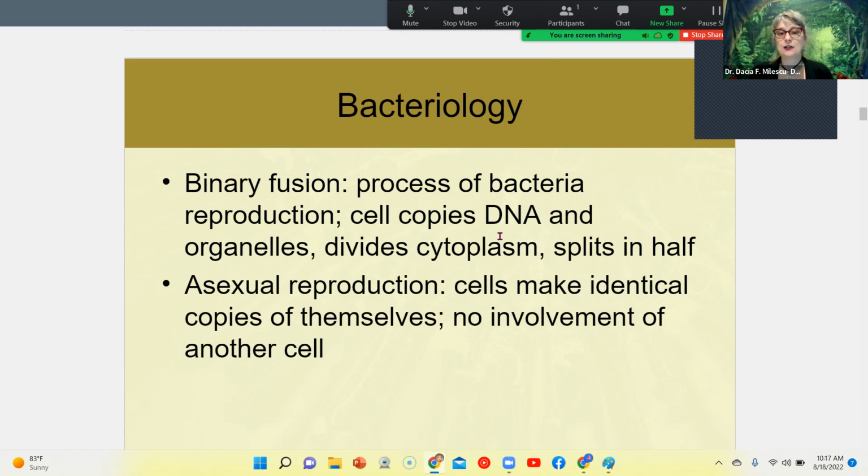Now, it's asexual reproduction. In other words, the cells just simply make copies of themselves. They don't need another cell involved in order to replicate itself. There's no involvement of other cells. They just simply reproduce themselves by dividing their cytoplasm, duplicating their organelles, and duplicating their DNA.